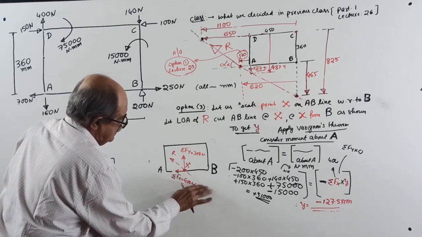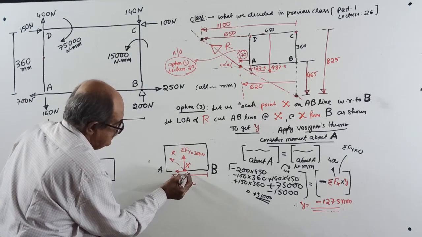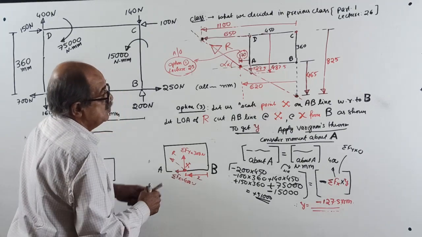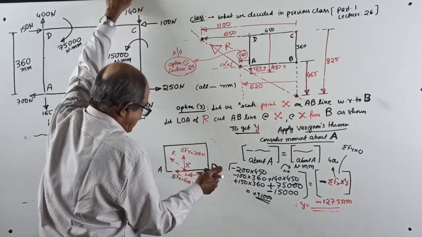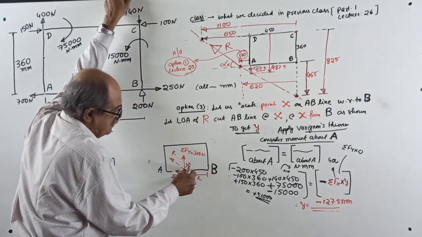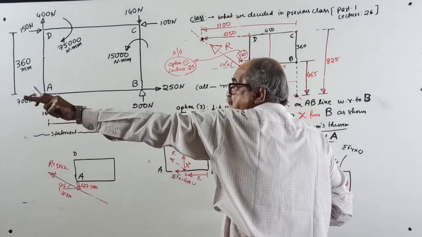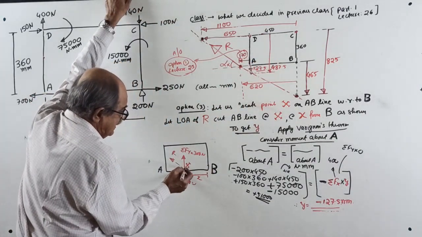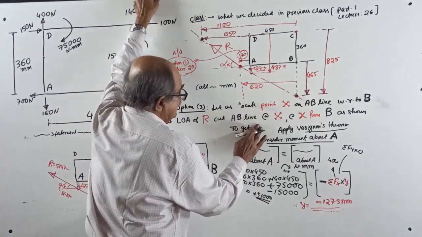Now from B, we will take the point at X. So let the resultant R cut the AB line at a point X, at distance X from B. Remember, now we are marking the point X to the left of B, not the right of B. Since you are marking from B, you are marking to the left of B to get the value of X.